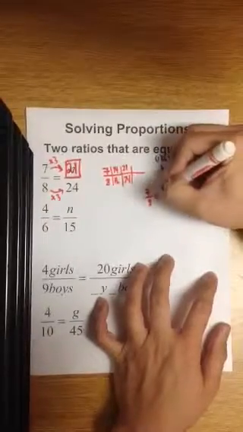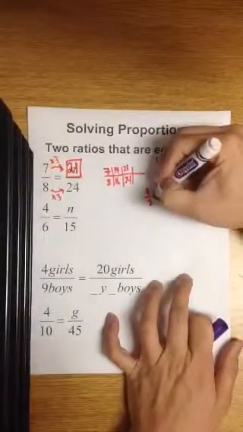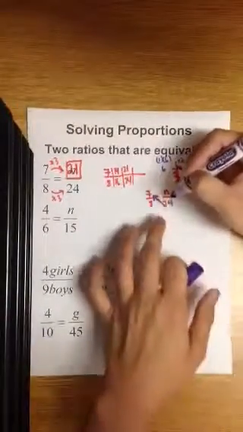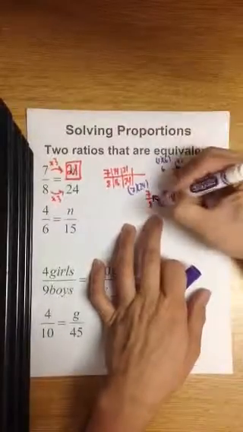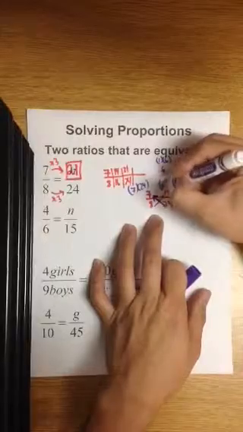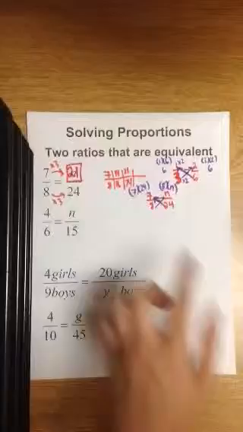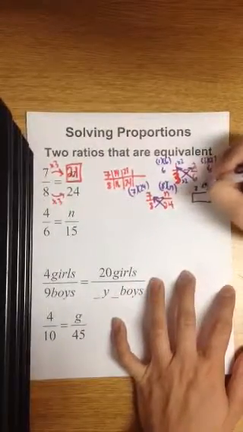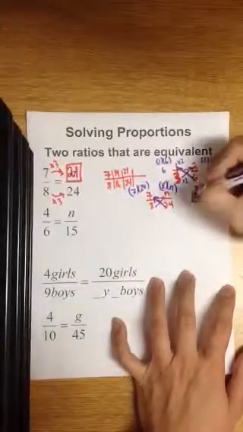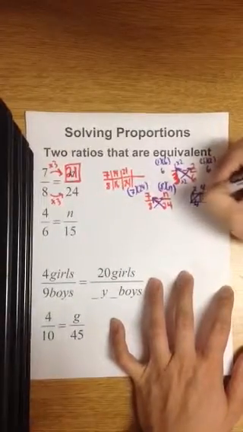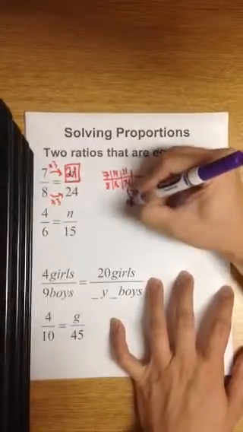7/8 equals something over 24. You can do cross products or cross multiplication. 7 groups of 24, and this will be 8 groups of something. 8 times something. So what's 7 times 24? Let's make a lattice multiplication. 2 times 7 is 14. 4 times 7 is 28. 8, 4 plus 2 is 6, is 168.